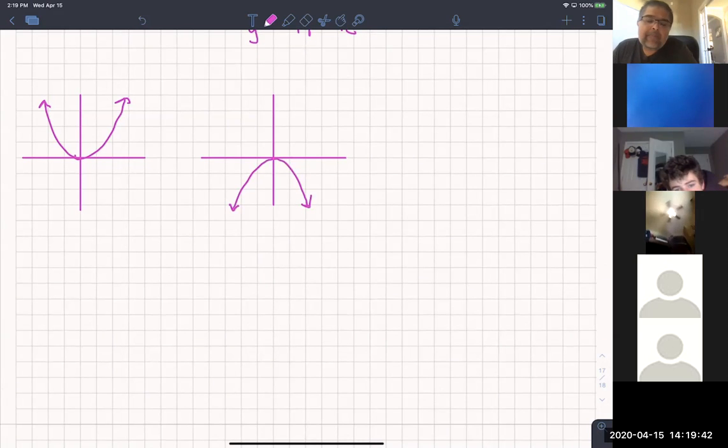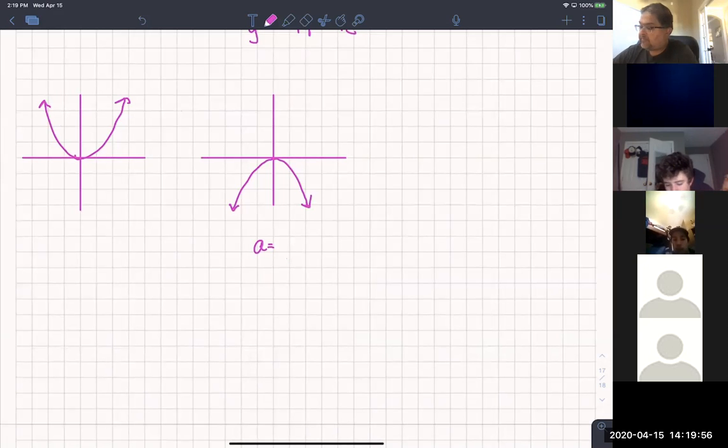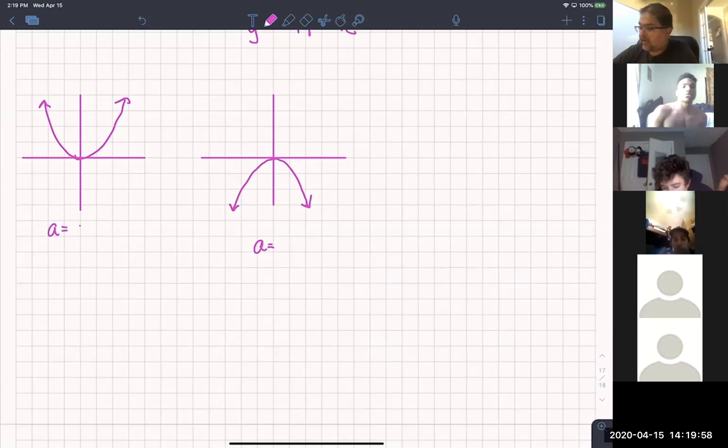And which way it opens depends upon the sign of the leading coefficient. If A is positive, it opens up. And if A is negative, it opens down.